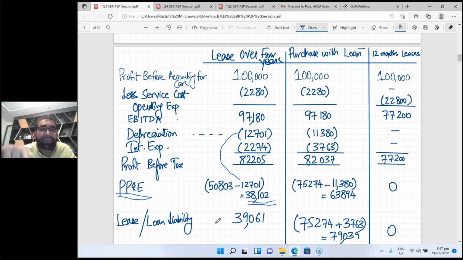Did you understand this first column? Don't look at column 2 and 3. Leave it. Did you understand this first column? Please write in the comment. Please write, please.